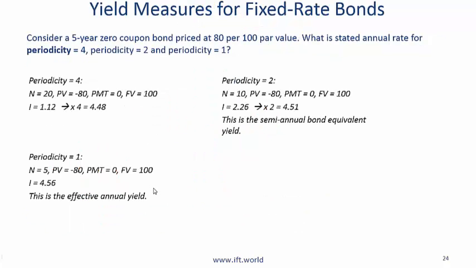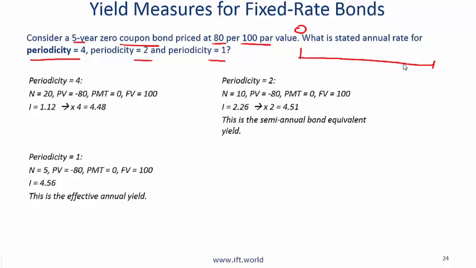Yield measures for fixed rate bonds. Consider a 5-year zero coupon bond priced at 80 per 100 par value. What is the stated annual rate for periodicity equal to 4? And then there are two other periodicities. This material connects with what you've seen in quantitative methods. So what does periodicity equal to 4 mean? This means that you are assuming 4 periods in a year. Okay. Now these numbers are given. You are told it's a 5-year zero coupon bond.